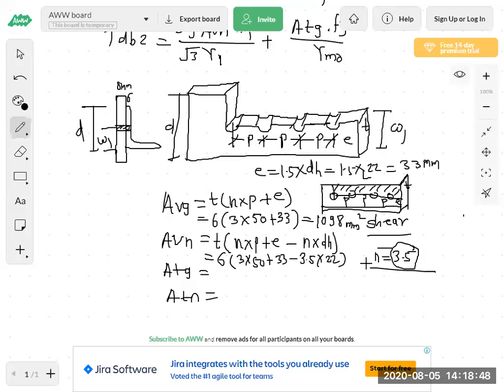Everyone, are you getting this? 3.5. Why 3.5? Because the length in shear is from the center of this first bolt to the edge.